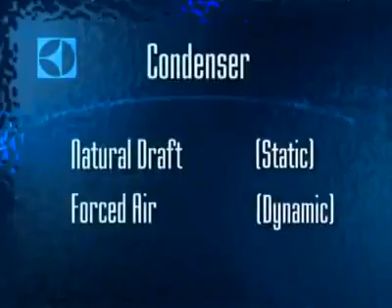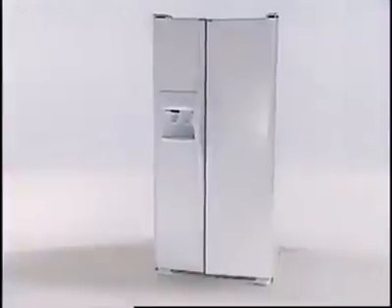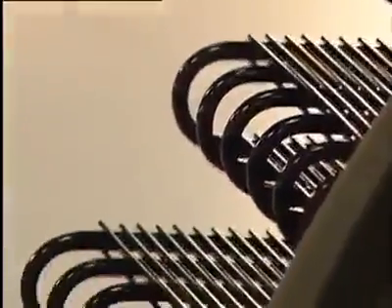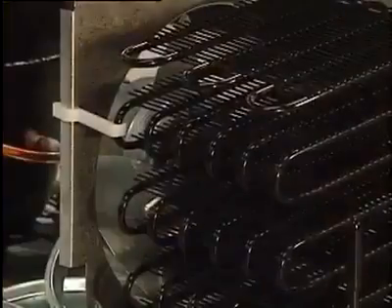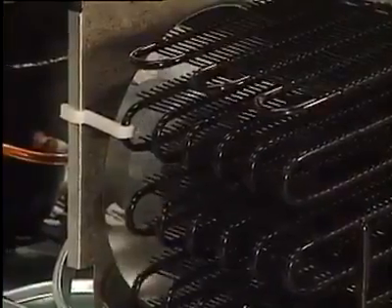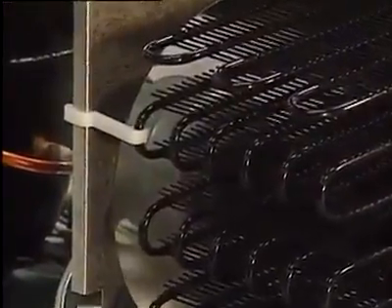Dynamic or forced air condensers have been in use for many years. The condenser tube is folded into a tighter space and placed underneath the refrigerator. Dynamic condensers rely on a fan to create enough airflow to remove heat from the refrigerant.